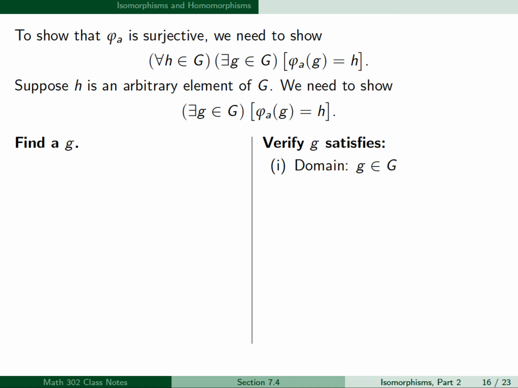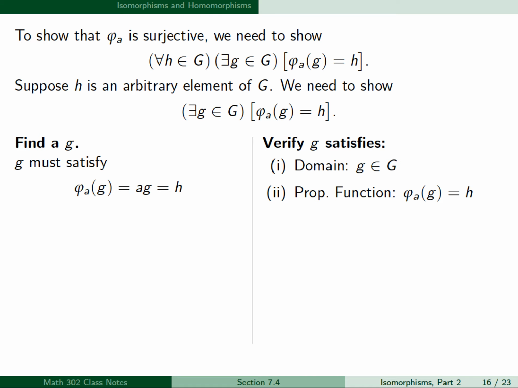The domain g must belong to G, and our propositional function, phi sub A of g, must be equal to h. So g must satisfy the propositional function, which is phi sub A of g equals Ag is equal to h. To find g, we can multiply by A inverse on the left in this equation, and we obtain g is equal to A inverse h.